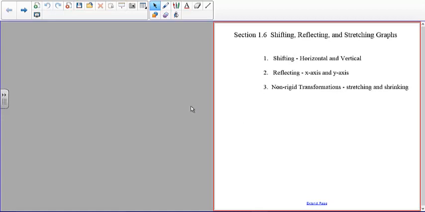So the first thing you do is you identify what the parent function is. Actually, you really look at the reflecting first, and then you look at shifting, and then the non-rigid transformations, stretching and shrinking.